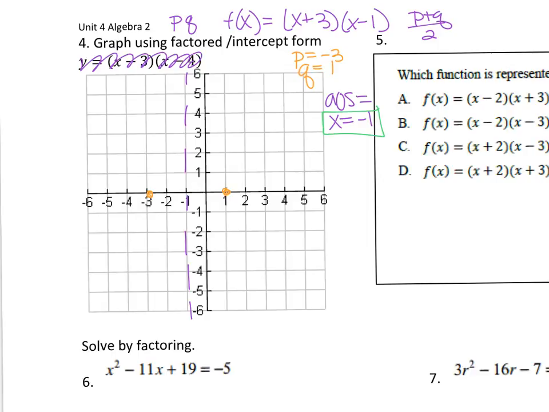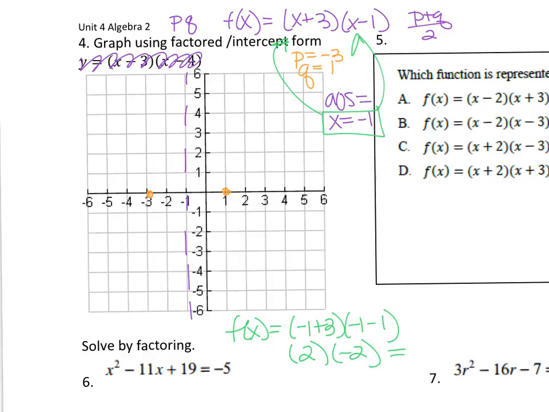Well, I have my x, so I'm just going to plug it in for every x value into my equation. So I'm going to get f of x equals negative 1 plus 3 times negative 1 minus 1. And that's going to give me negative 1 plus 3 is a positive 2. Negative 1 minus 1 is a negative 2. All right, so that is negative 4. Now I know my y value, and my vertex is going to be at negative 1, negative 4.